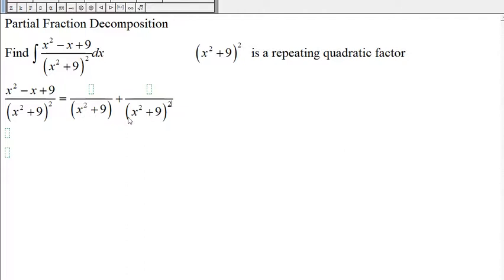And now if we form the common denominator here, then we will get x squared plus 9 squared. And so this is a quadratic factor. Up here we need ax plus b, and then over here we need cx plus d. And so that's how we decompose a repeating quadratic factor.